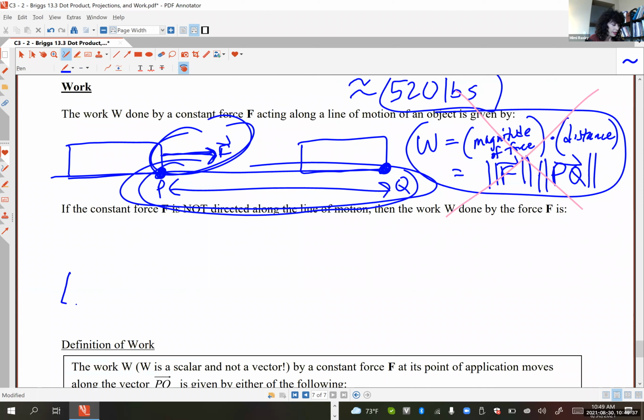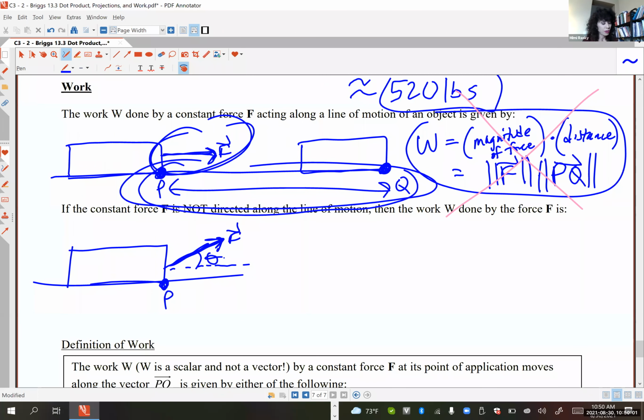So same rock. Here it is. I'll draw it again, the same size. Same rock, still starting off here at point P. And let's say the force is a little bit off kilter, so it's not in the same line of motion. It's not parallel to the ground. Let's say it makes an angle of theta with the horizontal. So then what is the work formula now?